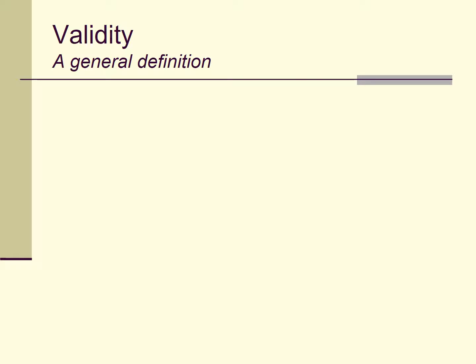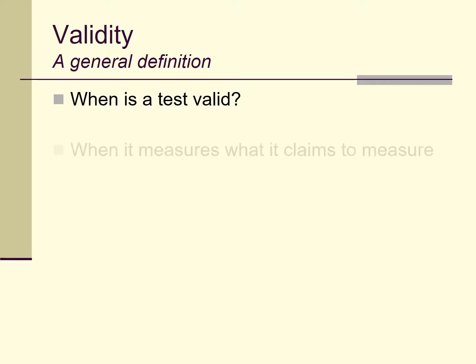So here's my very general definition, or rather I suppose first a very general question. The question is, when is a test valid? And the answer that you probably can think of immediately or that you might remember from another class is something like when it measures what it claims to measure. So we have a notion that validity is in a way synonymous with accuracy or truthfulness. We say a test is valid when it's measuring the thing that it purports to measure.